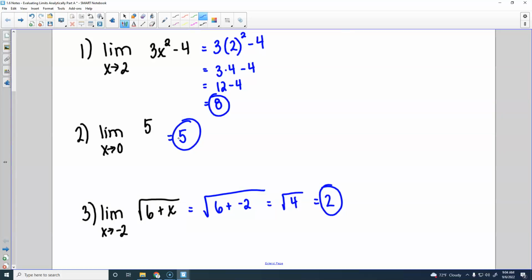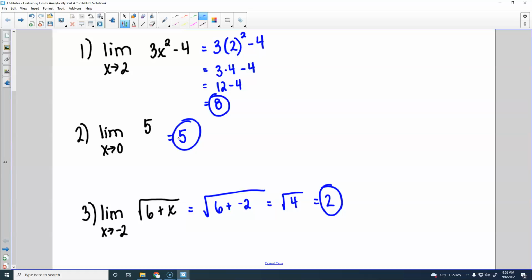Okay, direct substitution. Easiest way to solve a problem. As you can guess, you're not going to see a ton of these problems because they're too easy, right? I wouldn't give you a page of these. A lot of times we're interested in graphs that have problems. These are all continuous graphs. 5 is just a horizontal line. 3x squared minus 4 is just a parabola. It's a continuous line. It's going to have a limit at every point.